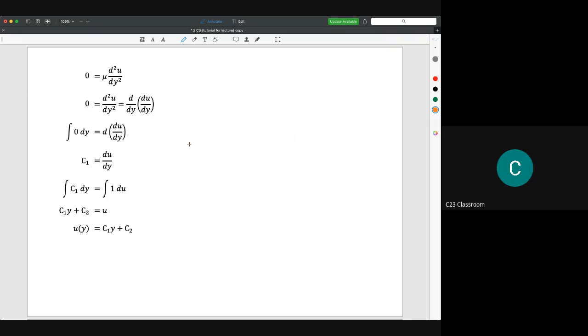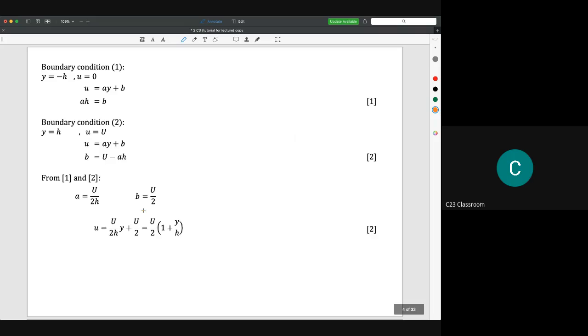So then I think I could simplify this one. We have a second-order differential term here, so we need to integrate twice. For the first integration, we have a constant C1 here, and then we integrate one more time, so we have the term C1y plus C2. Then we substitute the boundary conditions.